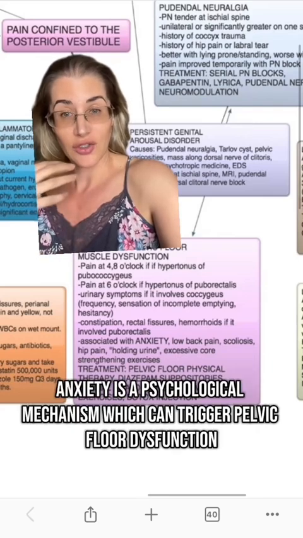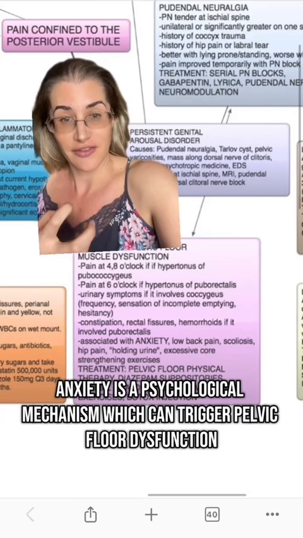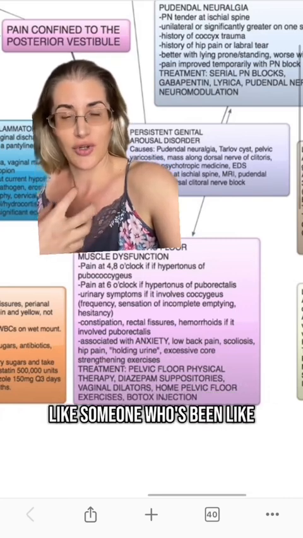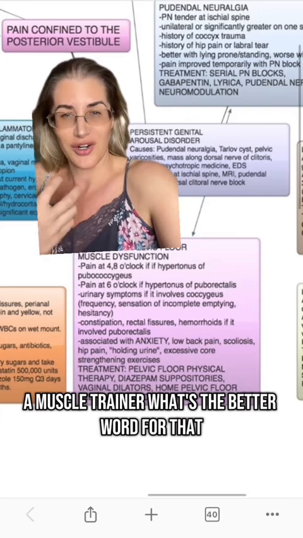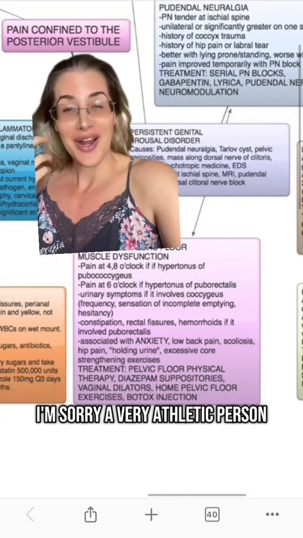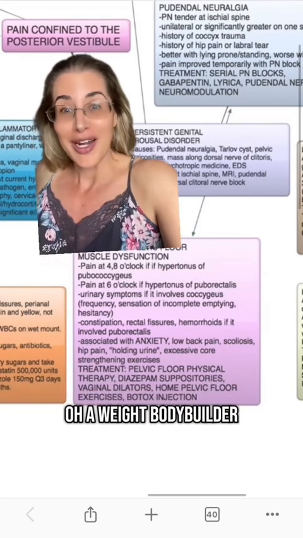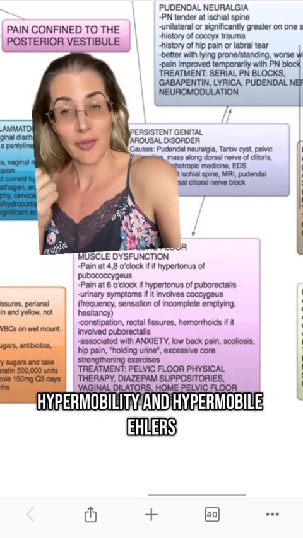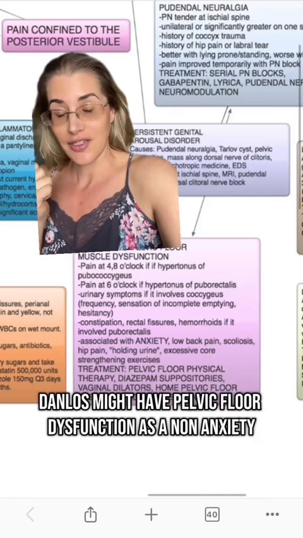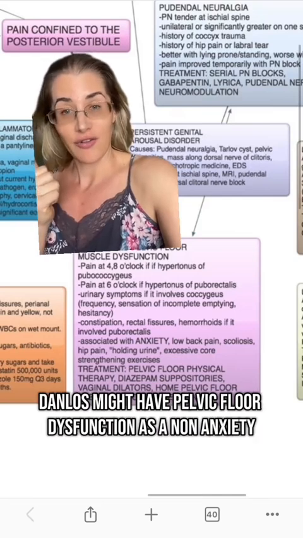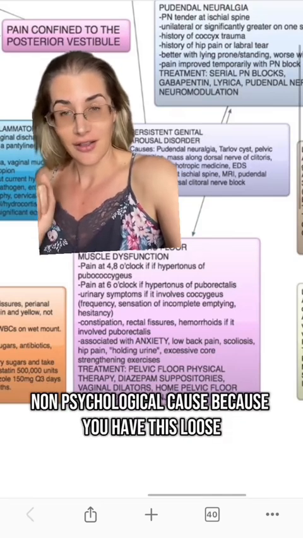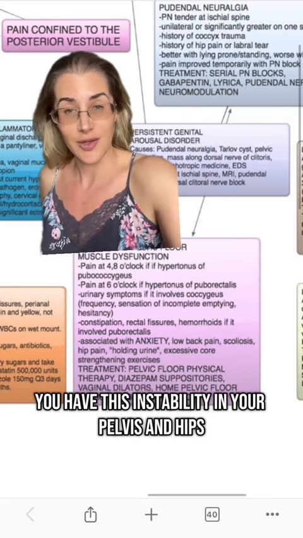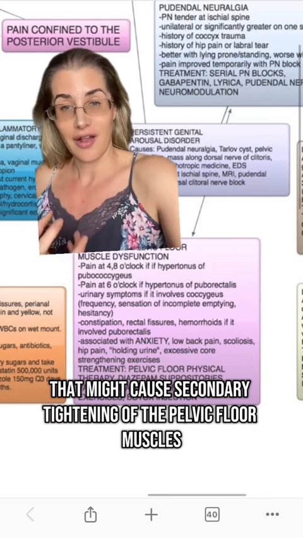Anxiety is a psychological mechanism which can trigger pelvic floor dysfunction. But something like, it says here, excessive core strengthening exercises, like someone who's been a muscle trainer, what's the better word for that? I'm sorry. A very athletic person, a weight bodybuilder. And I would go so far as to say potentially people with hypermobility and hypermobile Ehlers-Danlos might have pelvic floor dysfunction as a non-anxiety, non-psychological cause, because you have this instability in your pelvis and hips that might cause secondary tightening of the pelvic floor muscles.